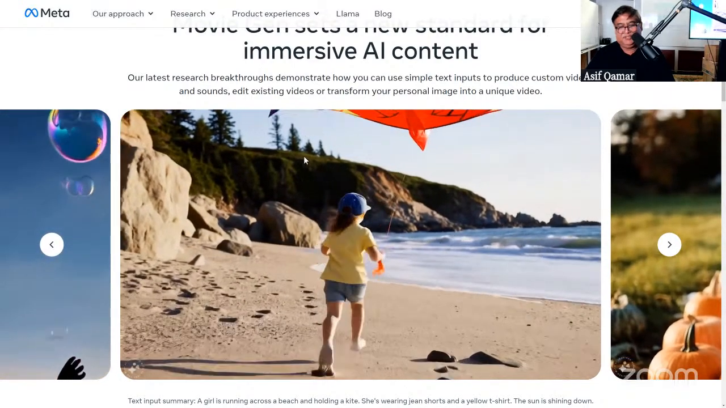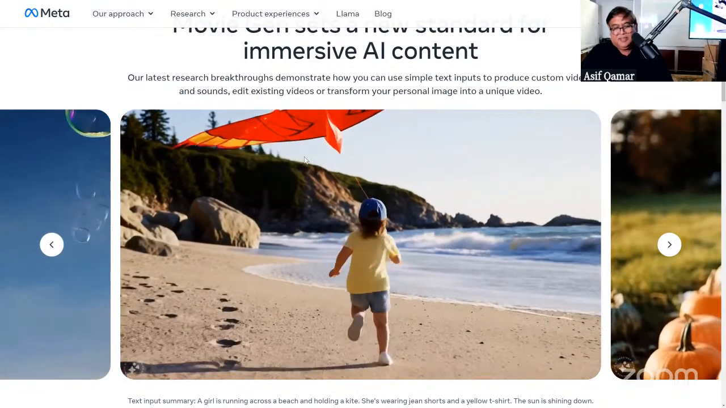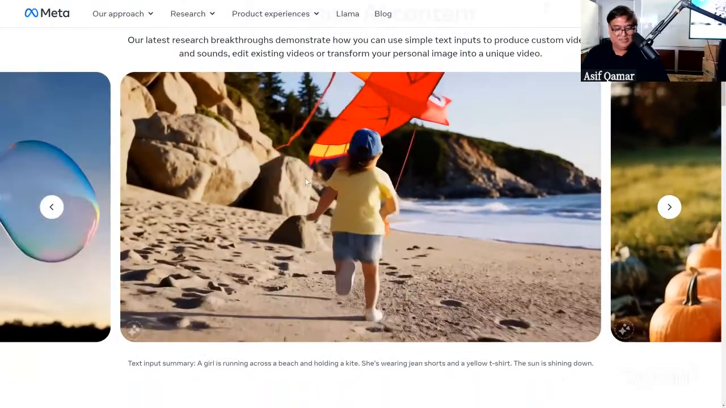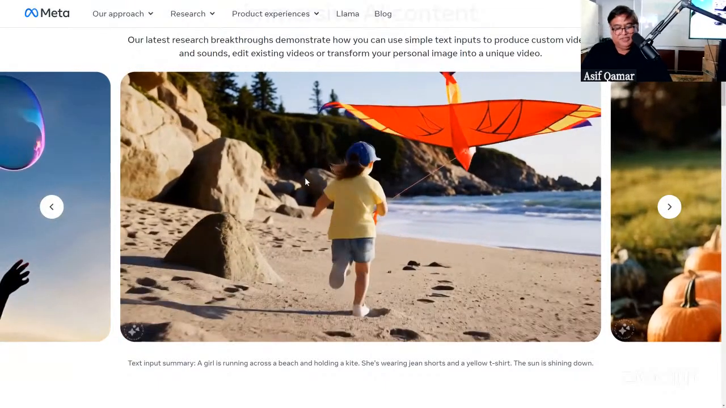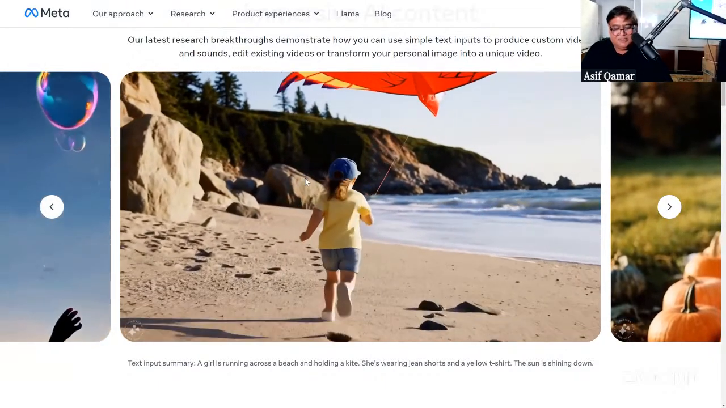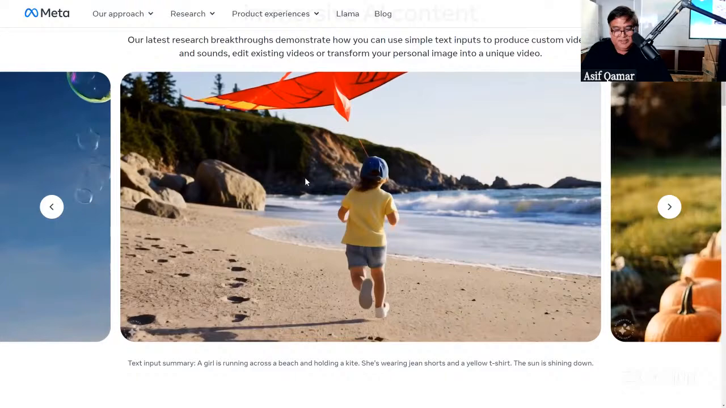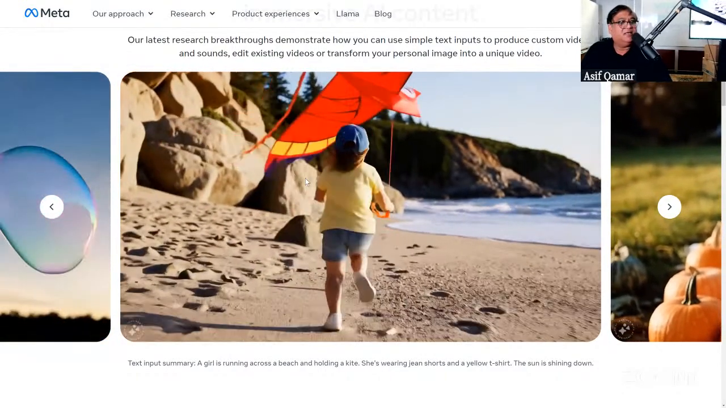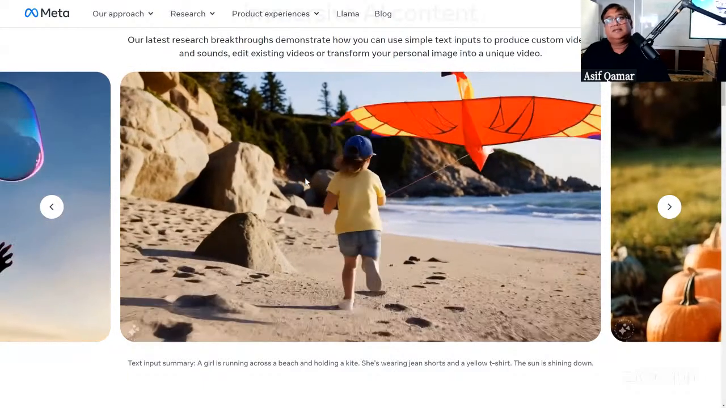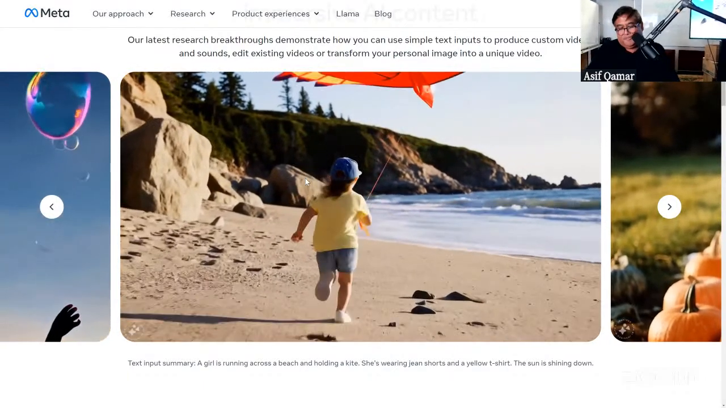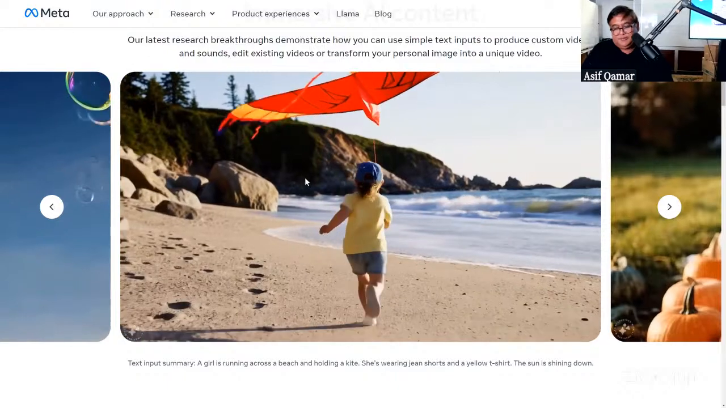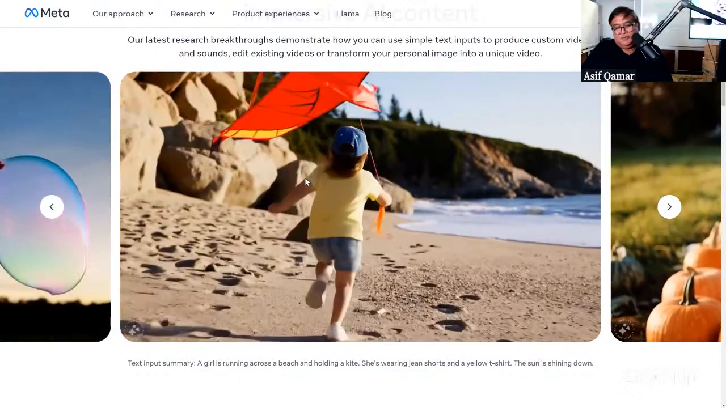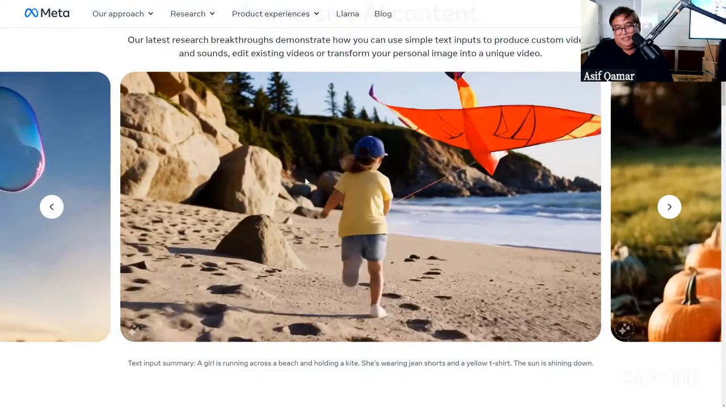Look at this picture. The input prompt was: a girl is running across a beach and holding a kite. She is wearing jean shorts and a yellow t-shirt. The sun is shining down. Okay. So what do you see in this video? Could you point out some things that look remarkable?